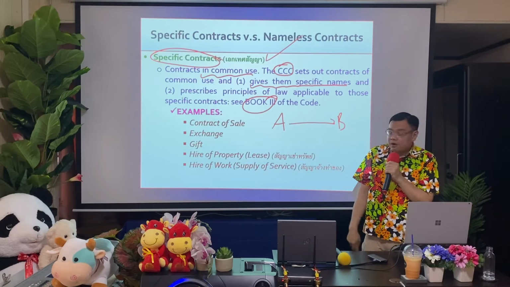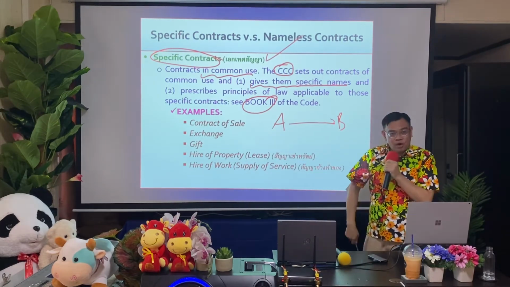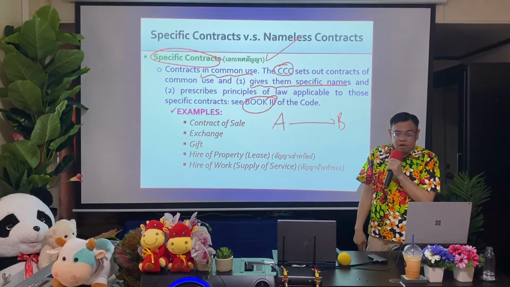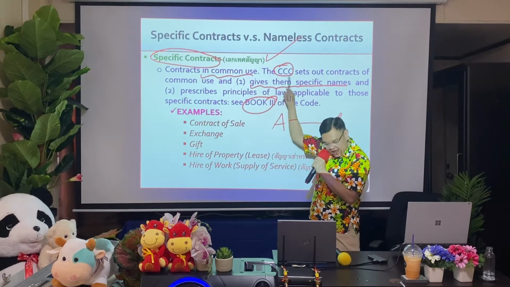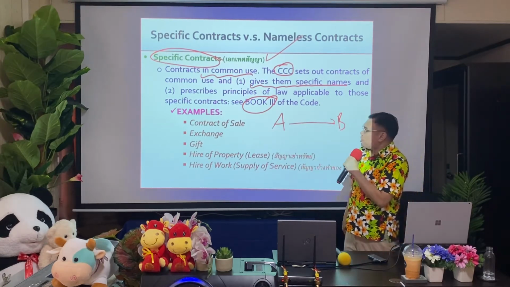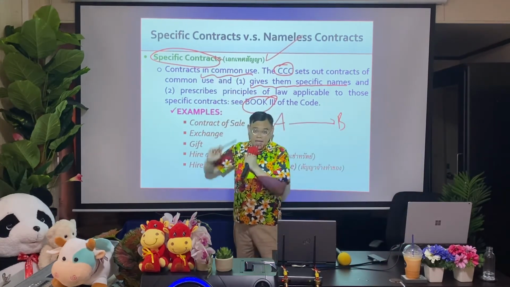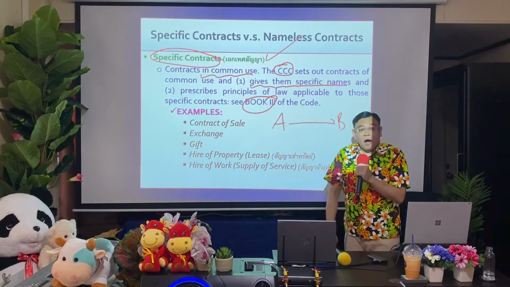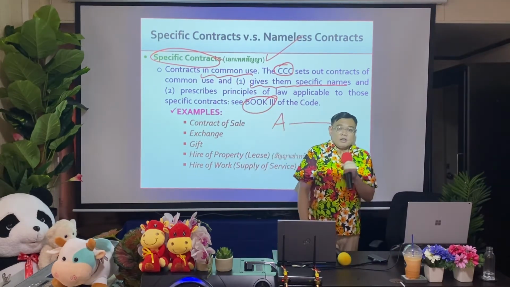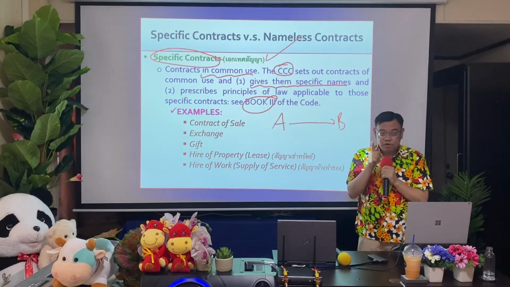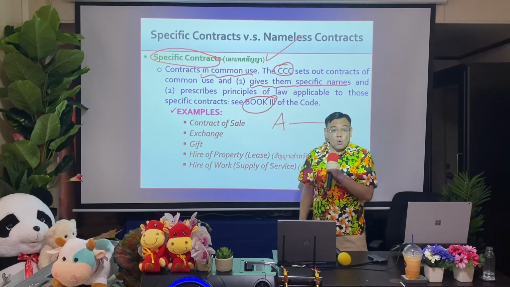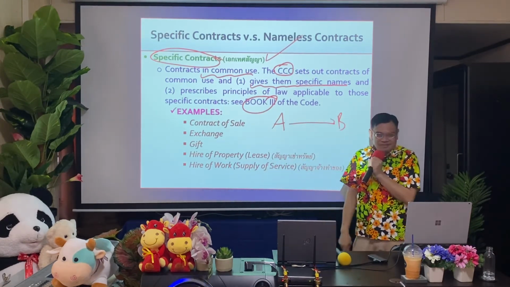But in the absence of the parties' agreement, then the rights and obligations of the parties will have to be in accordance with the rules prescribed in the CCC. Again, we are now talking about what? We are now talking about specific contracts. There are contracts which are in common use, so that the CCC first gives those contracts specific names, and secondly, provides for the rules of law applicable to those contracts.